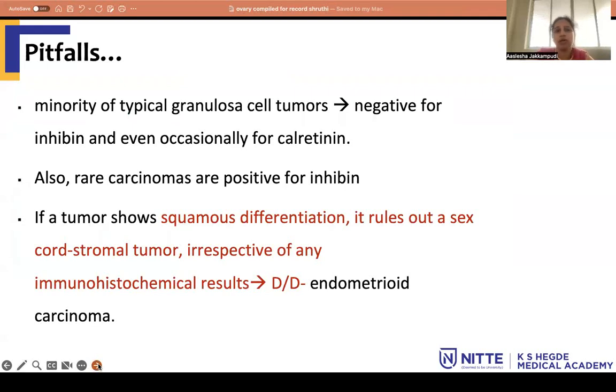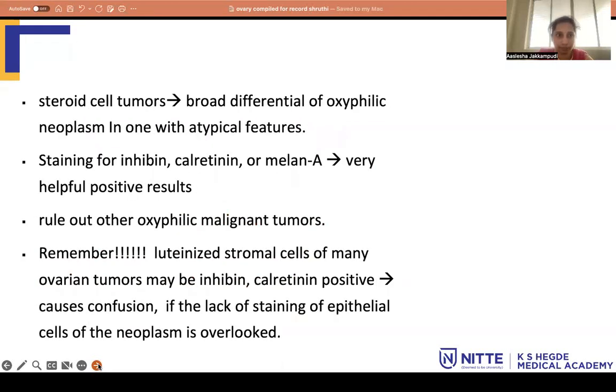So what are the pitfalls of ISC? So minority of typical granulosa cell tumor can show negativity for inhibin and also positivity for cytokeratin. Morphologically, area with squamous differentiation rules out sex-cord stromal tumor irrespective of immunohistochemical result. So if there is squamous differentiation on histopathology, it will rule out these group of tumors. So DD in these set of cases is endometrial carcinoma.